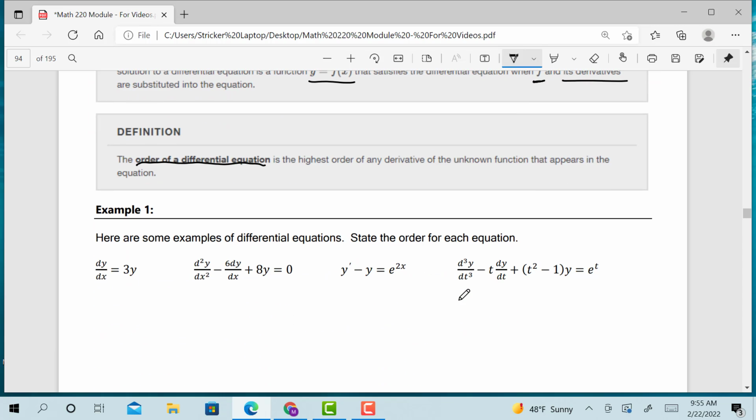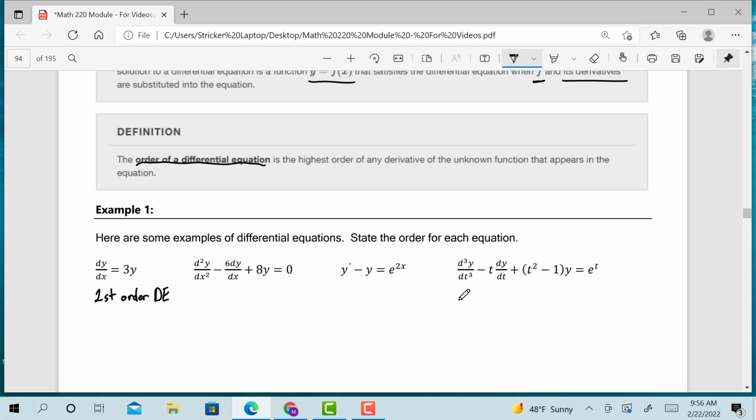So example 1 has some examples of differential equations. Notice all 4 of these equations have at least the function and its derivative. So in the first one, you can see y, there's the function, and then you can see its first derivative. So stating the order, the highest order of the derivative, first derivative, second derivative, third derivative, and so on. The highest one is first derivative. So the order on this first one is first order. This is a first order differential equation. And instead of writing differential equation, I'm just going to write DE for short.